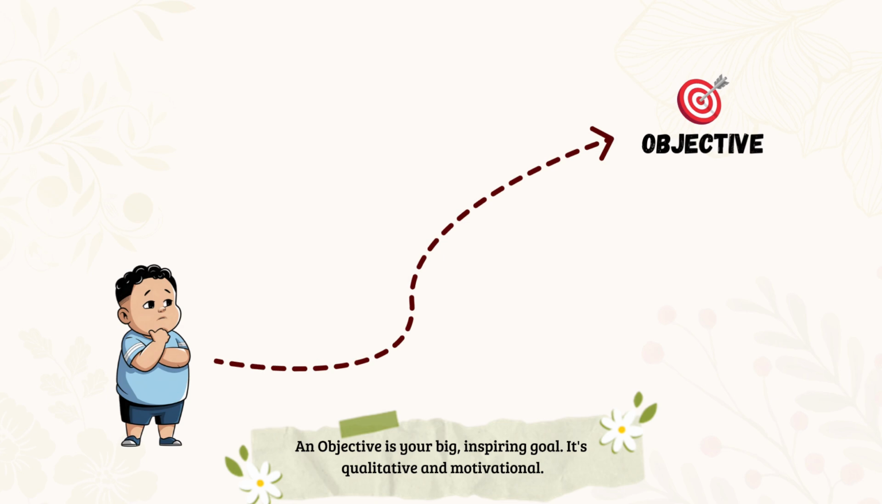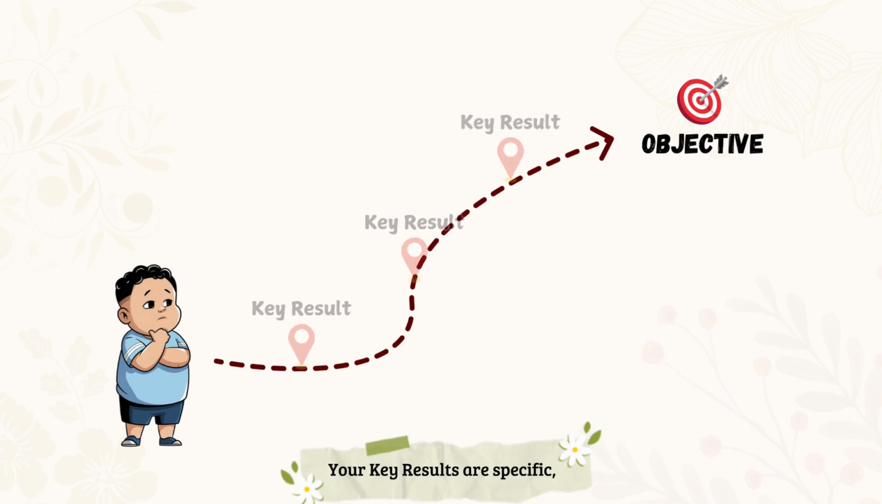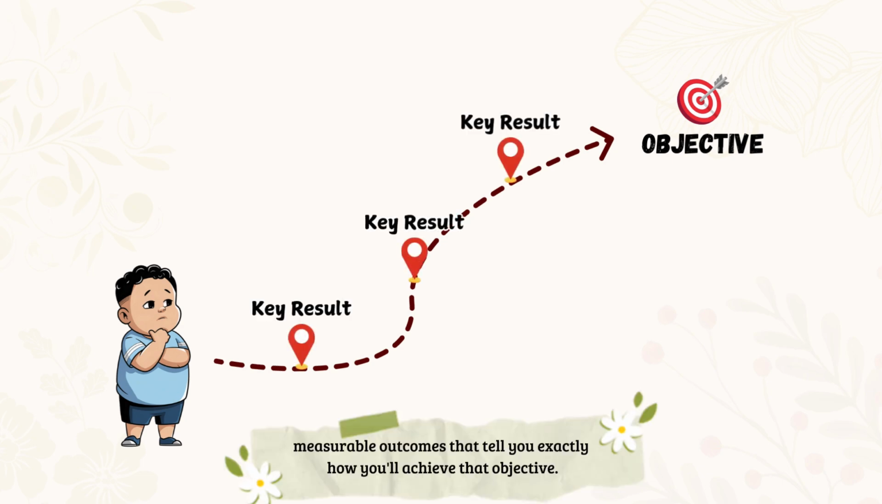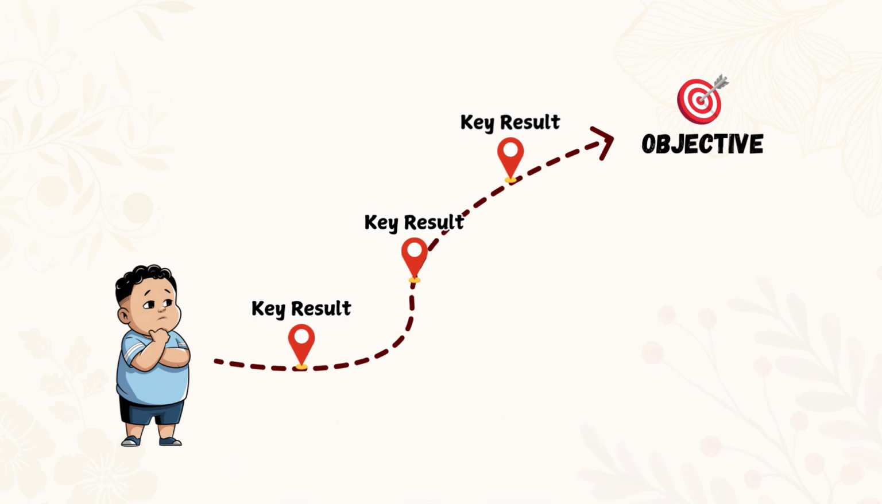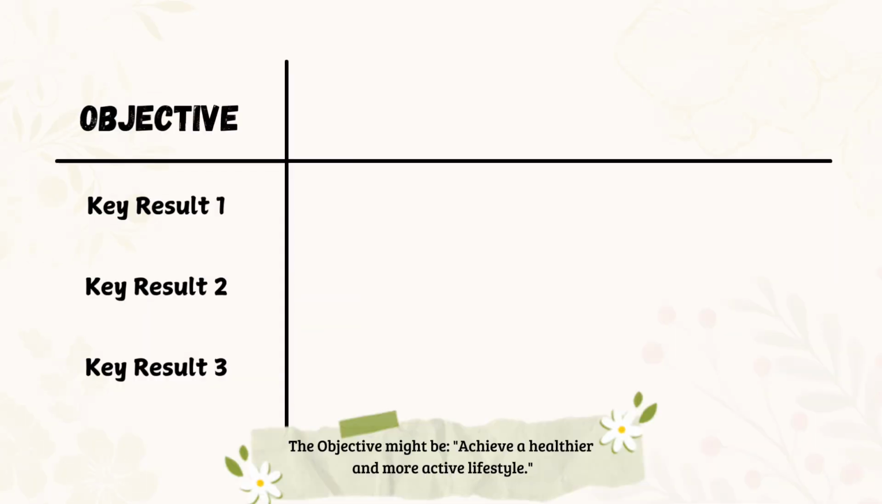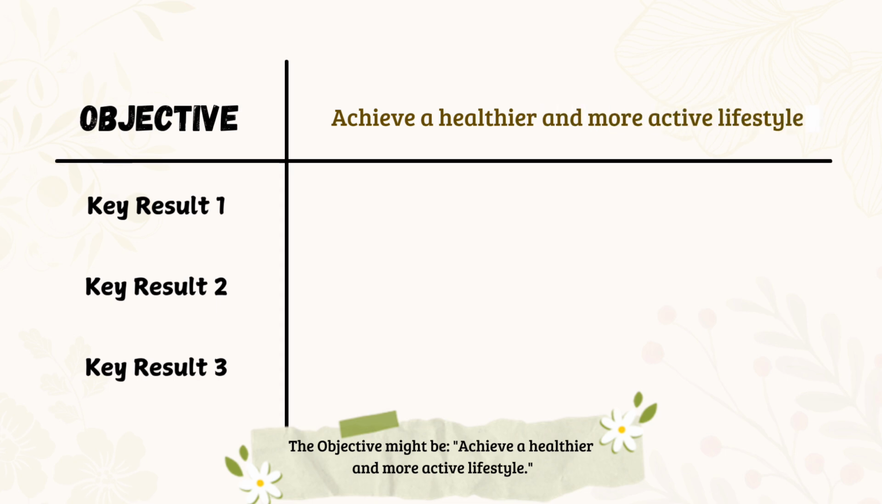An objective is your big, inspiring goal. It's qualitative and motivational. Your key results are specific, measurable outcomes that tell you exactly how you'll achieve that objective. Let me give you a perfect example of an effective OKR for personal health. The objective might be achieve a healthier and more active lifestyle.